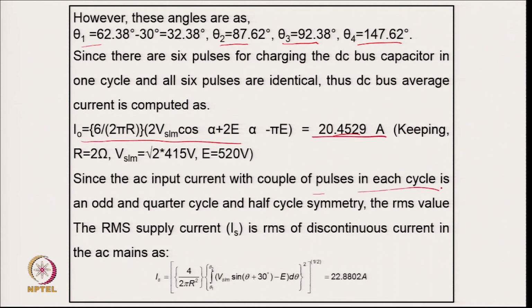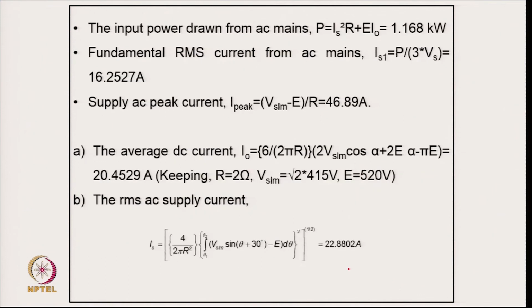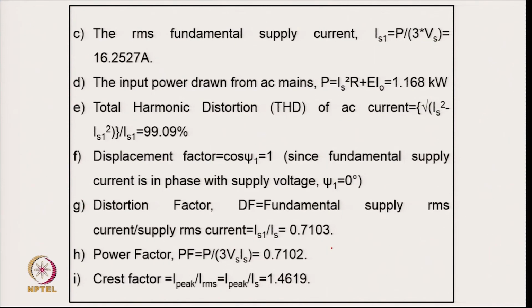Since the AC current has a couple of pulses in each half cycle, with odd and half-wave symmetry, the RMS current we can calculate from this relation. So, it comes to 22.88 ampere, and the fundamental RMS current, from the power we can calculate, comes to 16.25, and this is the peak current. So, we can find the average current here and the RMS current in the supply.